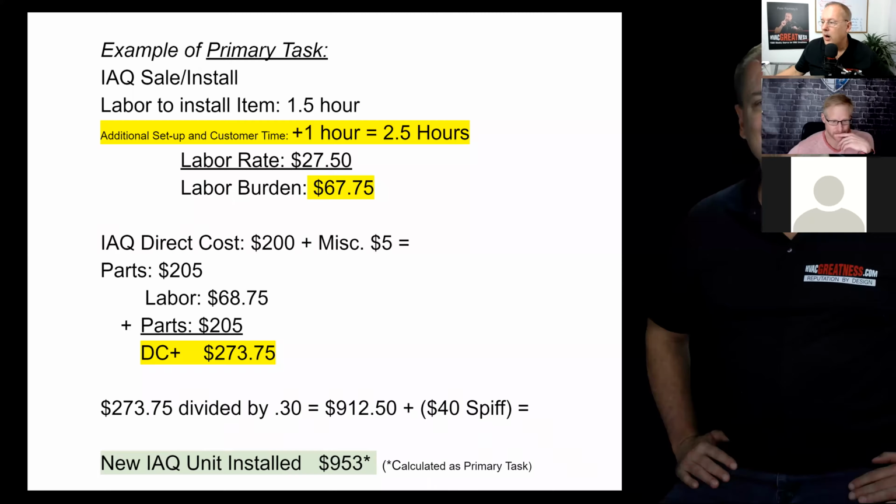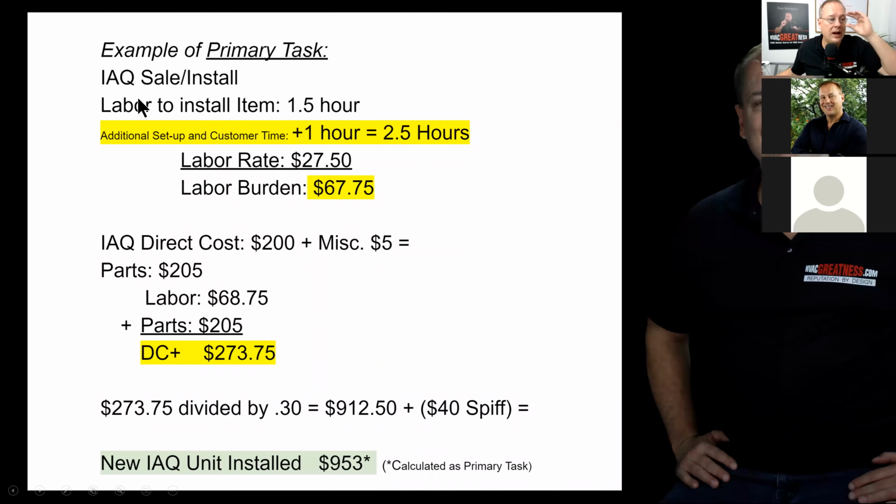Okay, so here we are, back to our example on a primary task versus a secondary. Let's just do the primary. It takes us about an hour and a half to put this IEQ piece in. Let's see, additional setup and customer time, an hour. So we figured 2.5 hours on this total job.